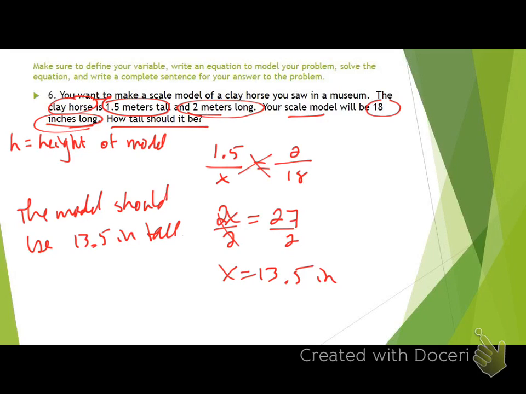And again, we can compare, right? Compare the height of the actual clay horse to the height of the model, so 1.5 to x. And that should be the same, because it's a scale model, it needs to be proportional. That's going to be the same as comparing the length of the clay horse to the length of the model. So that's where the proportion came from, right? Scale model suggests that everything should be proportional. We cross multiply, solve, and we find out that the model should be 13.5 inches long. Okay? All right.